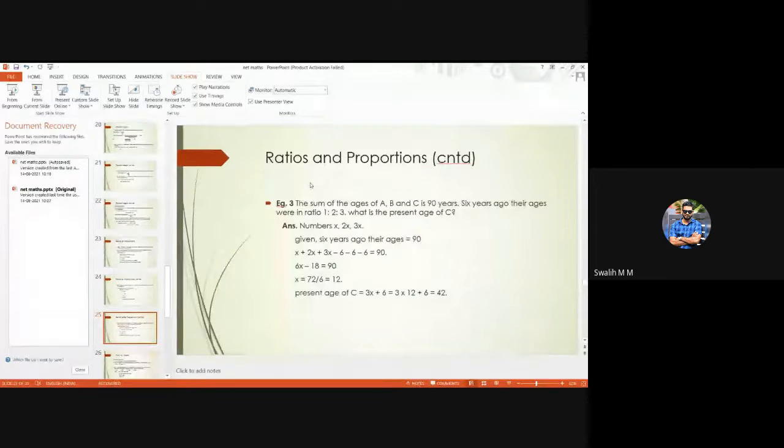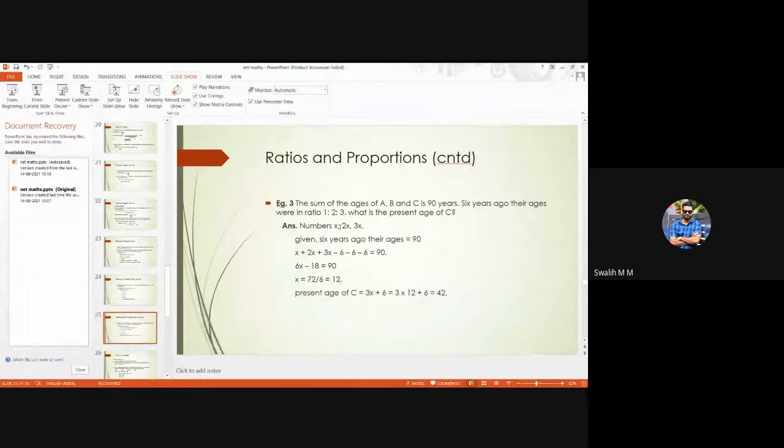Next question. The sum of the ages of A, B, and C is 90 years. 6 years ago, their ages were in the ratio 1:2:3. What is the present age of C? Instead of 1:2:3, I write x:2x:3x. What is given? 6 years ago, their ages were in this ratio. So 6 years ago, what was their x? x minus 6, 2x minus 6, 3x minus 6. 6 years ago, their ages summed to 90. So x plus 2x plus 3x minus 18 is 90. So x would be 12.